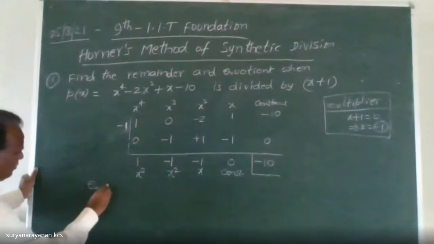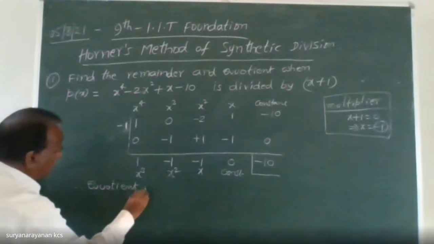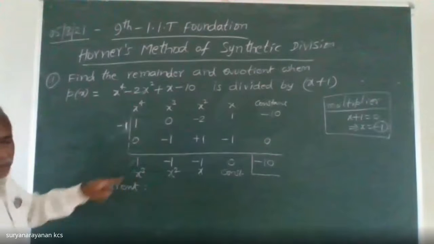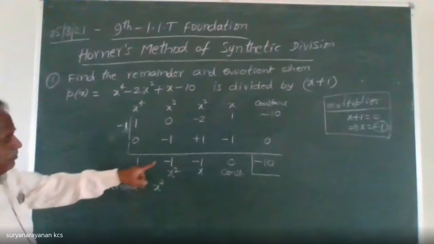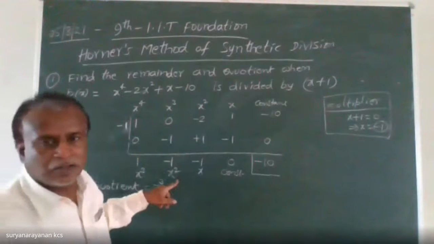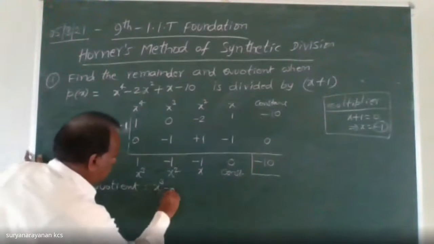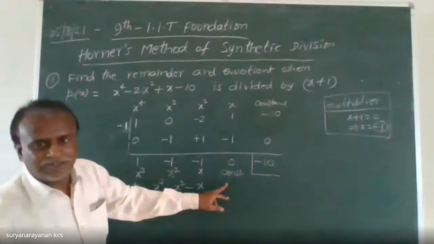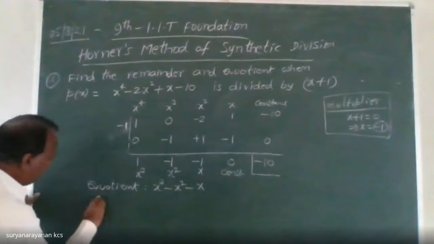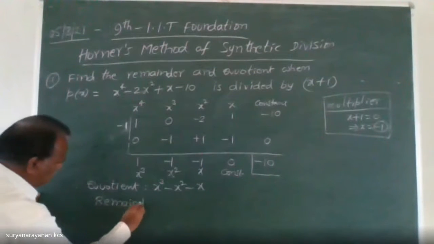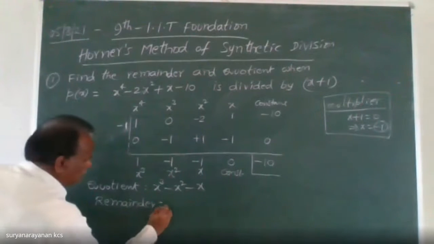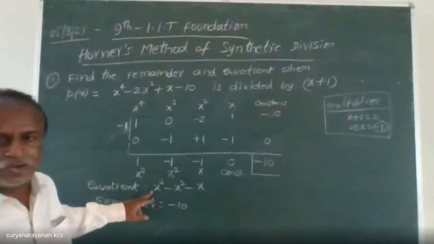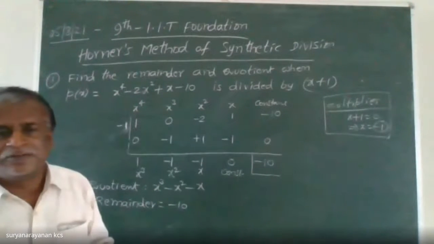Now can you tell me what is the quotient here? 1 x cube, that is x cube, minus 1 into x square, minus x square, minus 1 into x, minus x. No need to write 0 plus 0. No need to write. Remainder is minus 10. That's all. This is the quotient and this is the remainder.